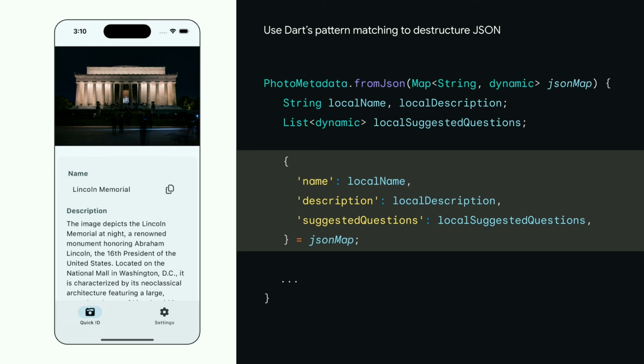And here's a pro tip. Since the Gemini API is returning the data in JSON format, we use Dart's pattern matching for a less verbose way of pulling out all the information that we needed. Here, it's taking the JSON map and grabbing the values for the keys name, description, suggested questions, and assigns it to local variables. As someone who came from a language without pattern matching, I love it.